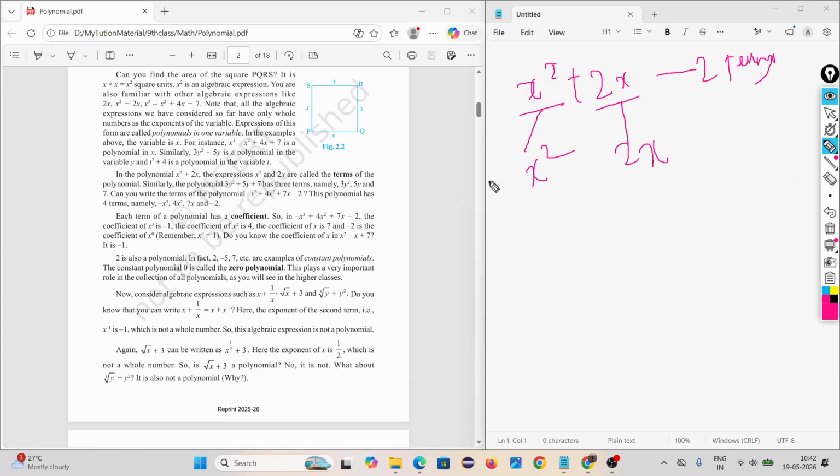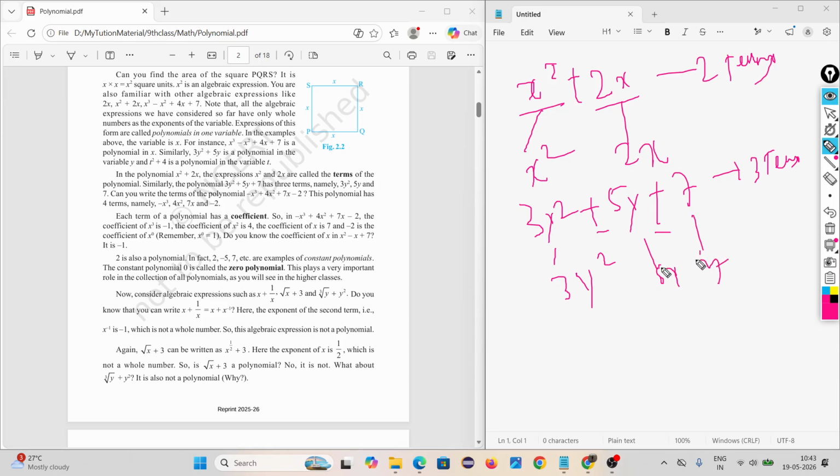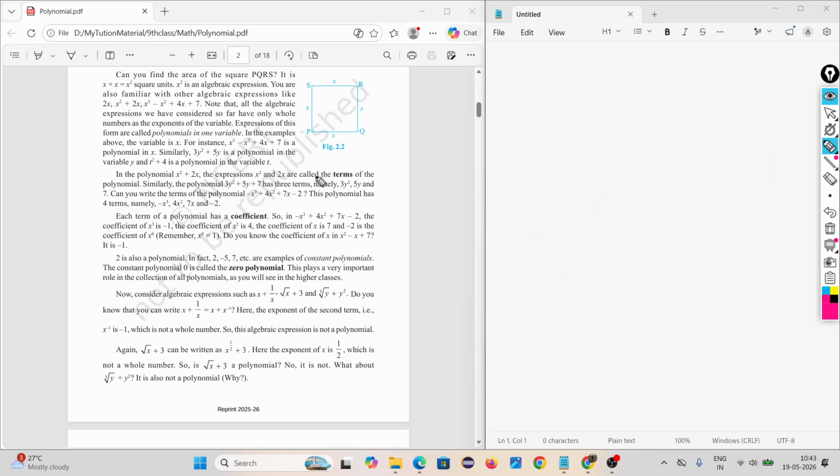The polynomial 3y square plus 5y plus 7. How many terms are there? Remember, terms are separated by plus and minus symbols. Three terms: 3y square, 5y, 7. Then look, this polynomial has 4 terms.